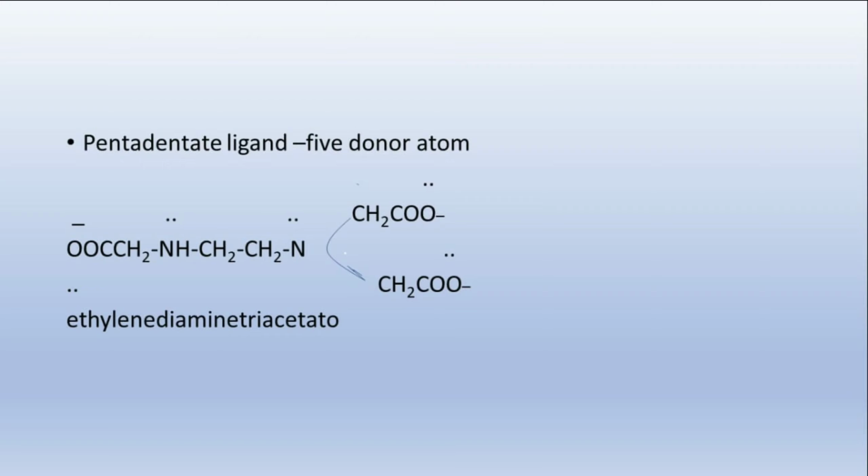Next one is pentadentate ligand. Now, as the name suggests, it has 5 donor atoms. One example of a pentadentate ligand is ethylene diamine triacetate. Now, when you look carefully, you can see 5 donor sites. 2 are the nitrogen with the lone pair of electrons, and 3 are the oxygen which is carrying negative charge over them. So, ethylene diamine triacetate is an example of a pentadentate ligand. Pentadentate means 5 donor sites.